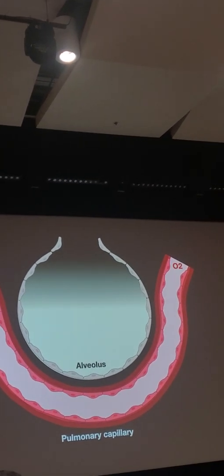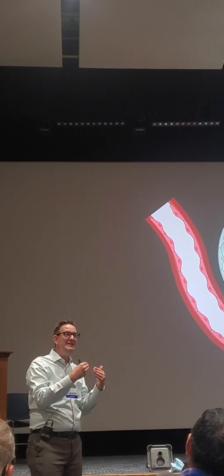That's actually in nature a very efficient thing that we only see at a few places. The lungs and the glomerulus in the kidney are some of the only places where we need this very thin membrane.